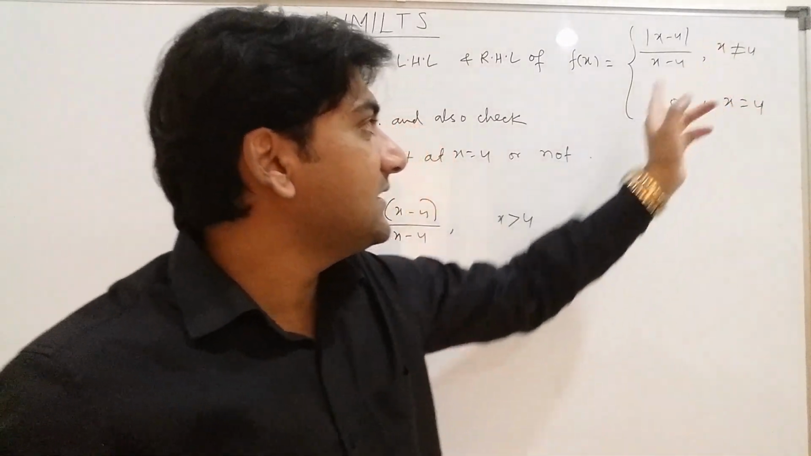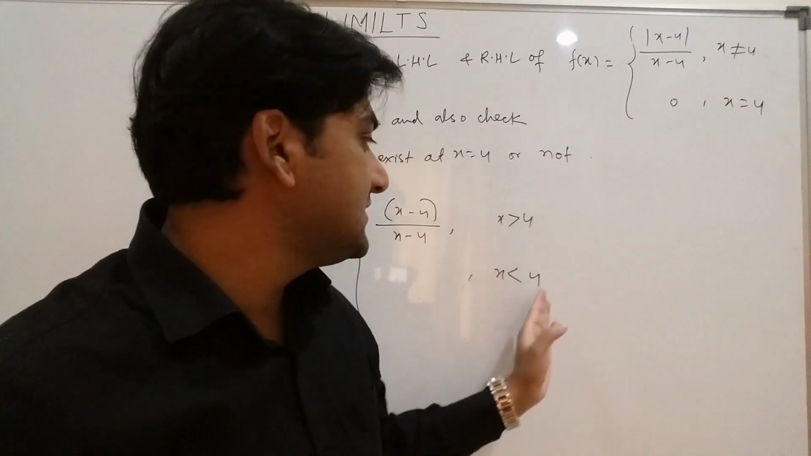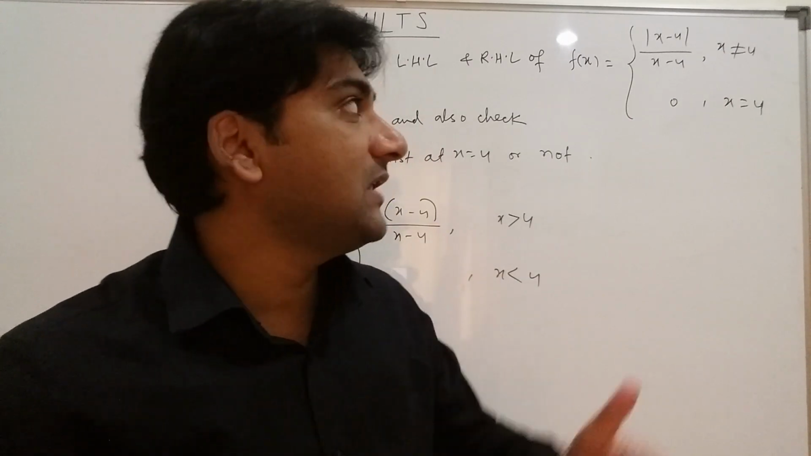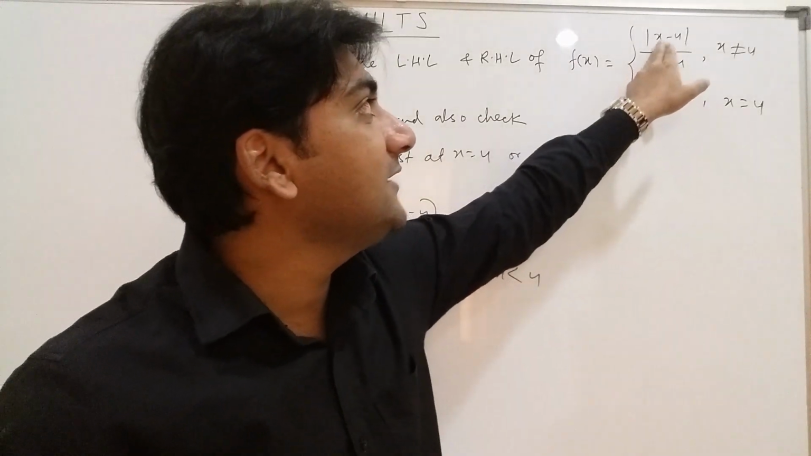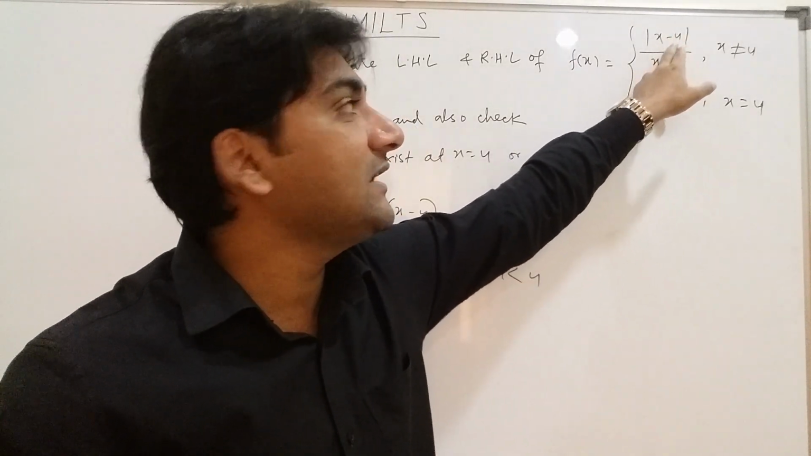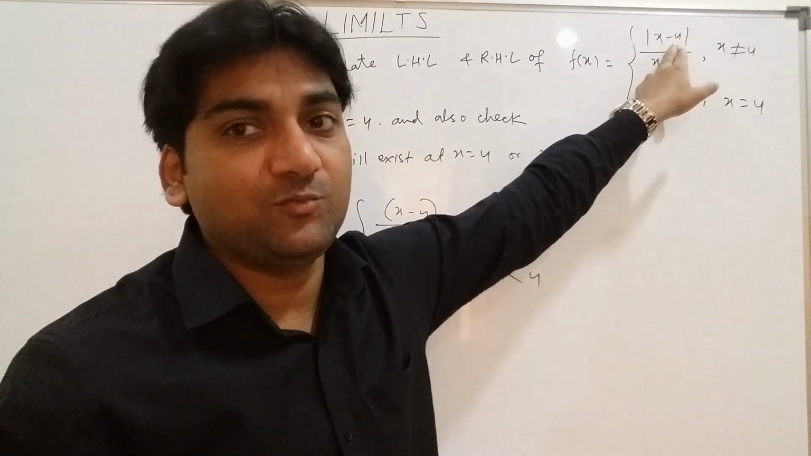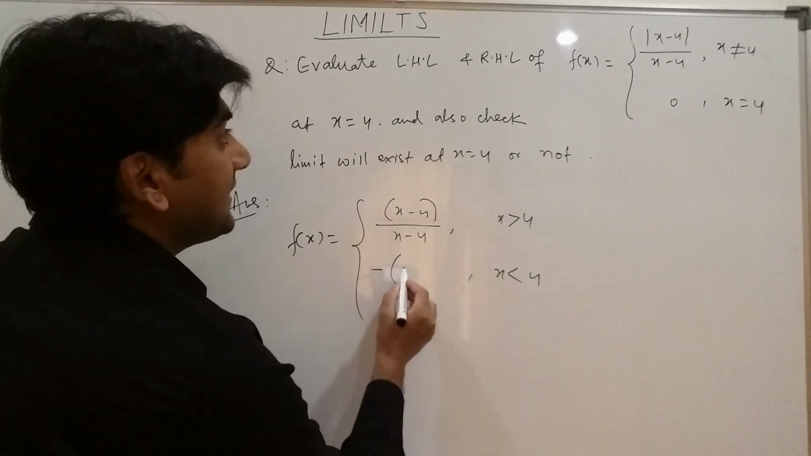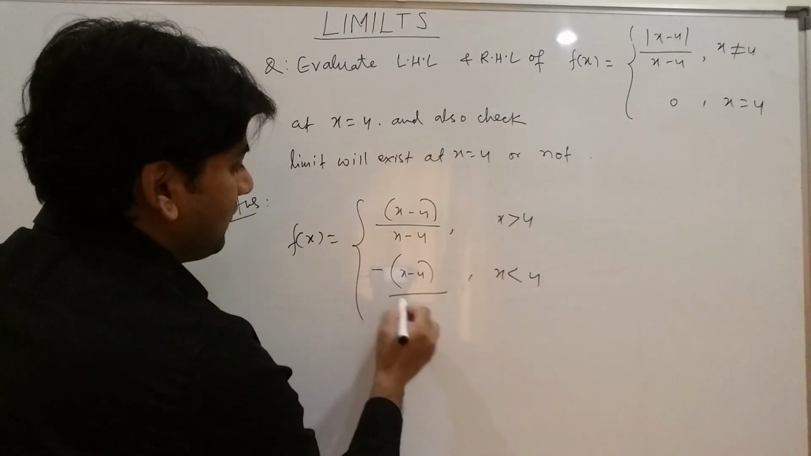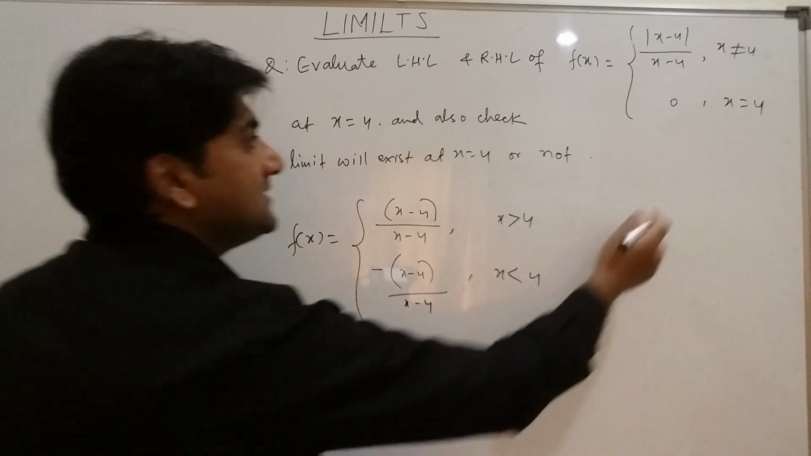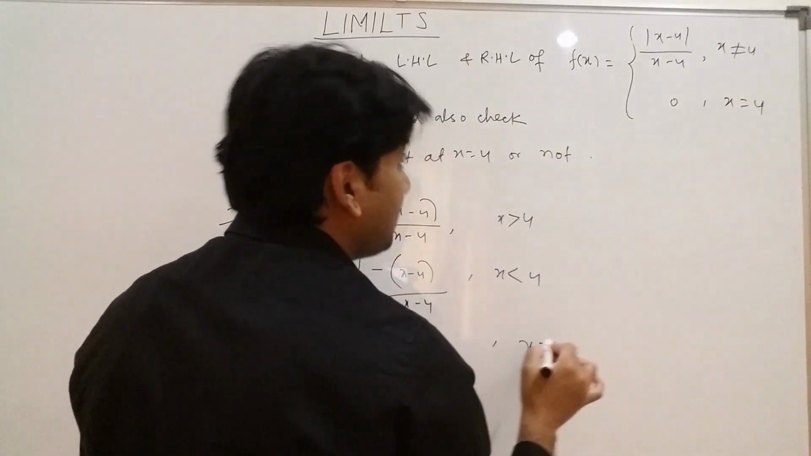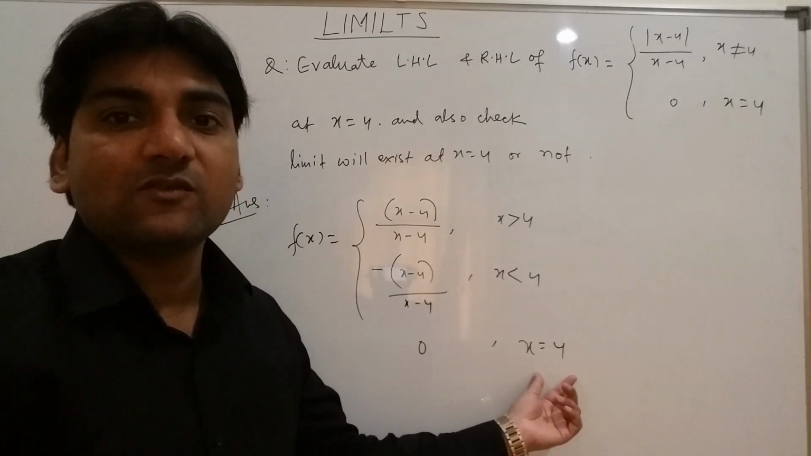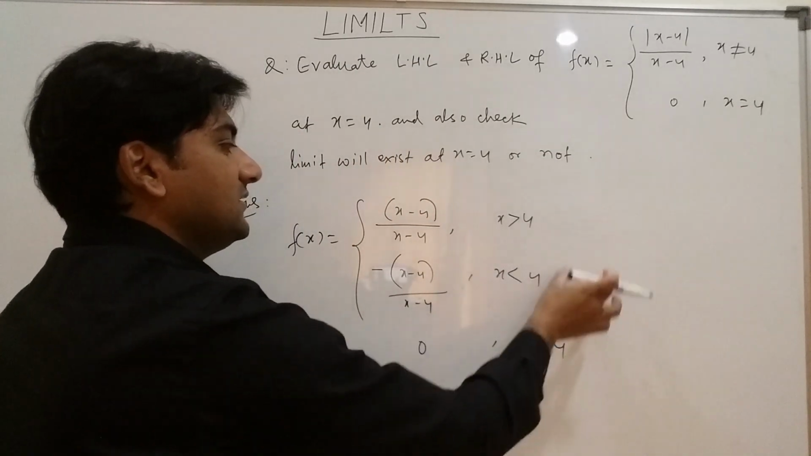we have taken one condition, x greater than 4. Now x less than 4. For example, I am considering 3.9, then 3.9 minus 4 comes negative. So it means we have to put one extra negative, so it will open with a negative sign. Then this is minus (x minus 4) over x minus 4, right? And this is x equals 4, so at x equals 4 we have the value 0. For finding the limit, we do not require x equals 4; we require these two.